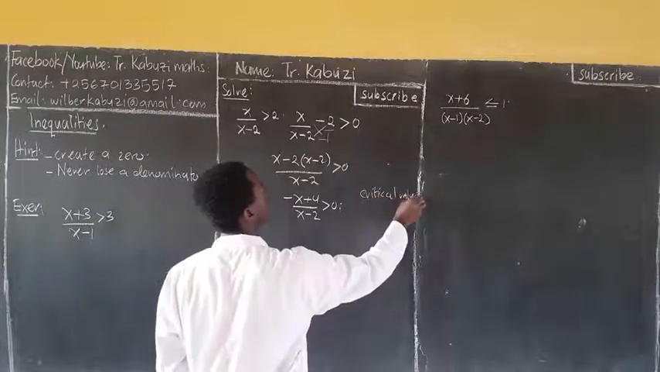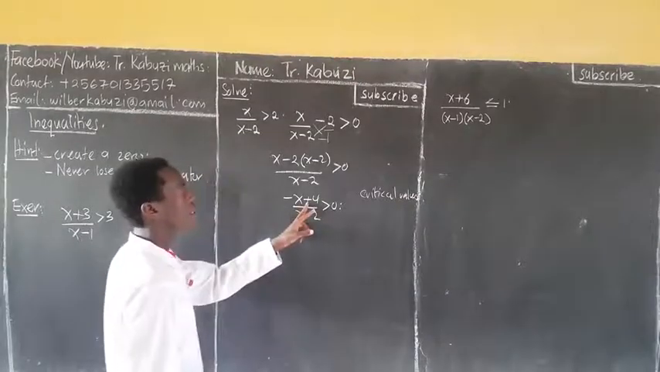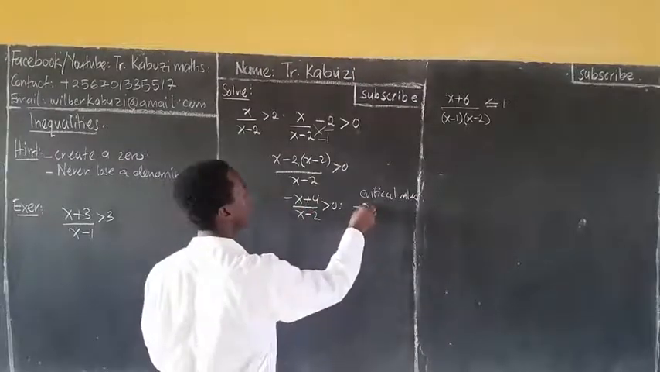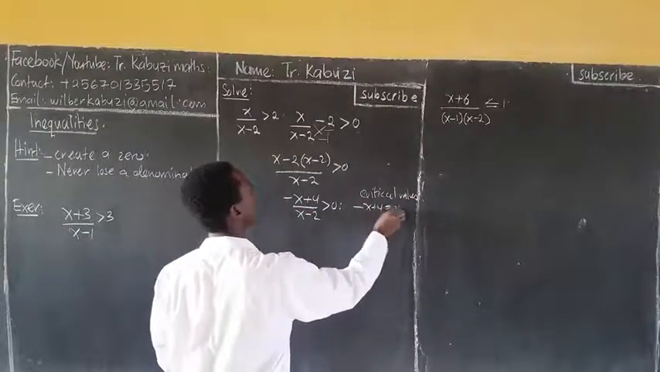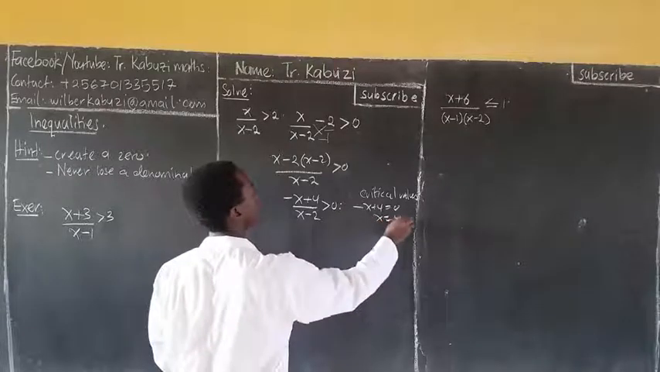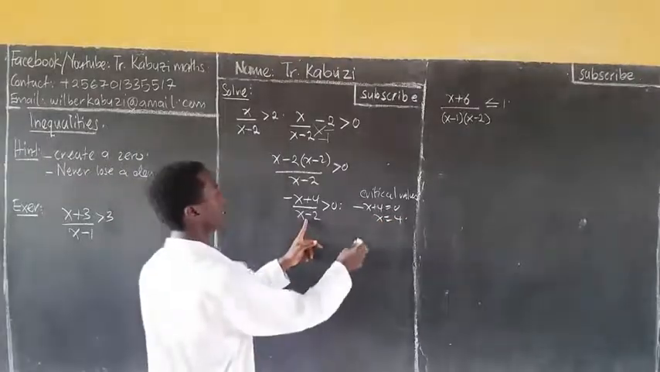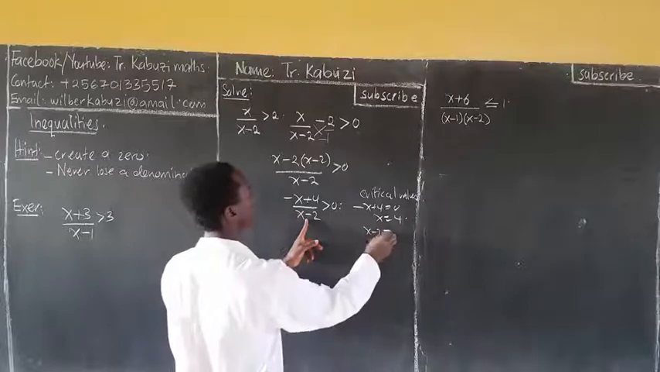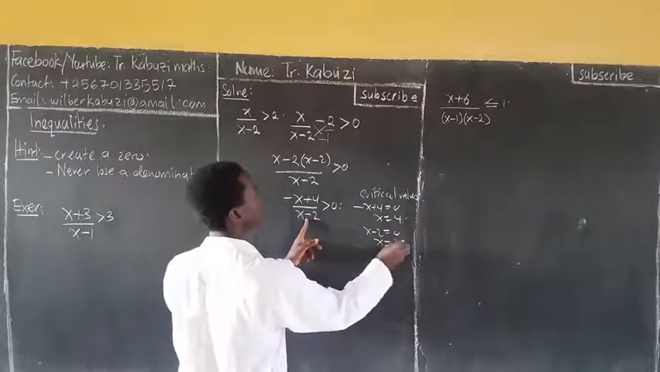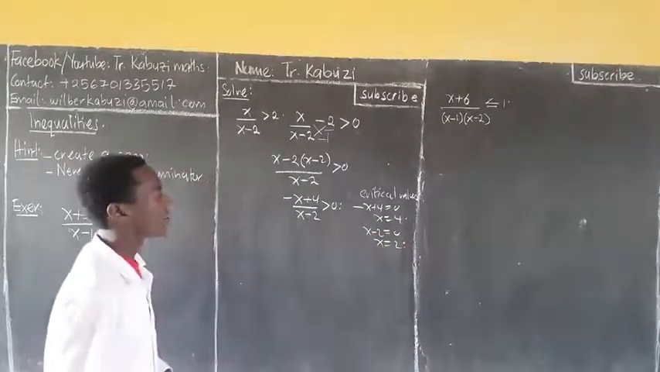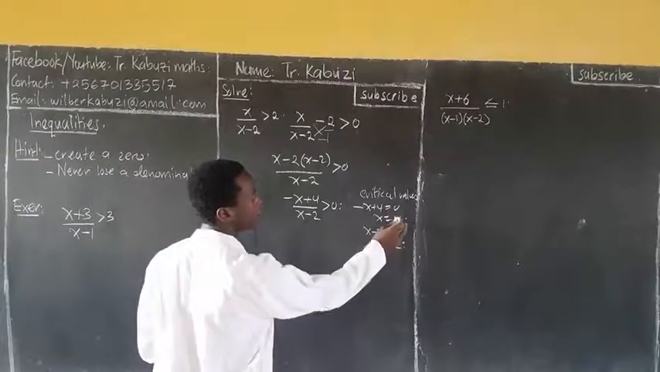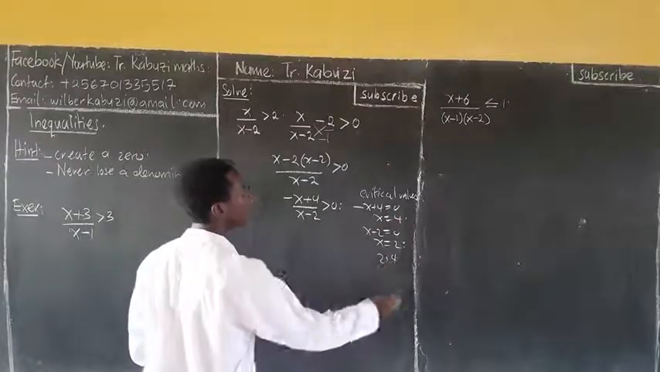Critical values. How do you get critical values? You get the numerator to 0, so negative x plus 4 equal to 0. My x becomes 4. And also the denominator, x minus 2 equal to 0. My x becomes 2. So you arrange them from big to small. The biggest is 4, then the smallest is 2.